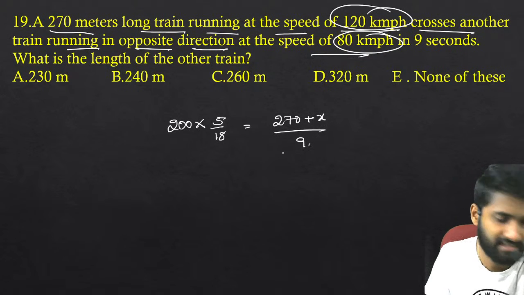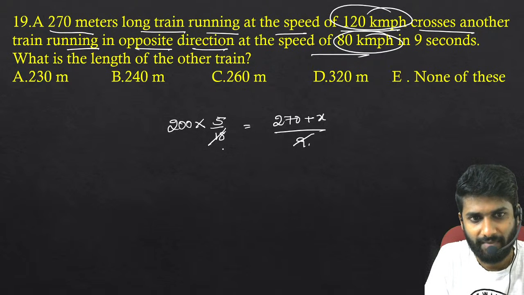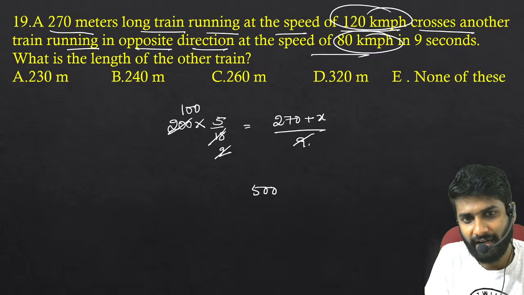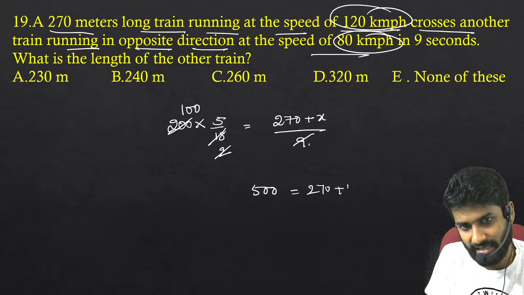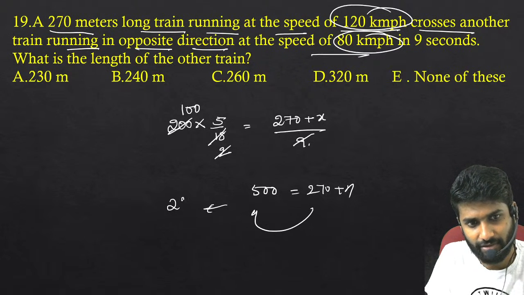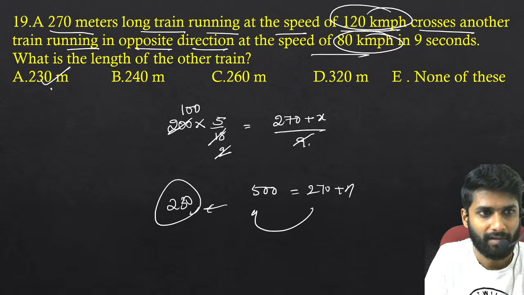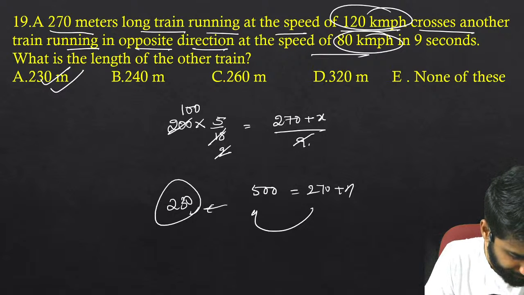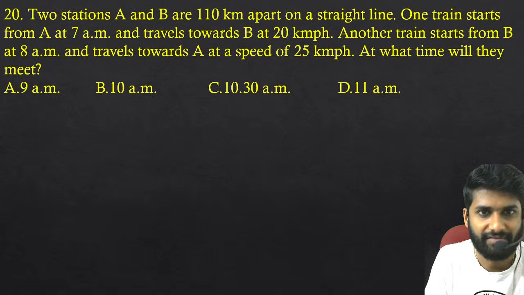This is the calculation. 9 ones are 9, 9 twos are 18, 2 hundreds. So 500 is equal to 270 plus x. Now the value of x is exactly 230. So the answer is 230 meters. It's a very good one. Next one.